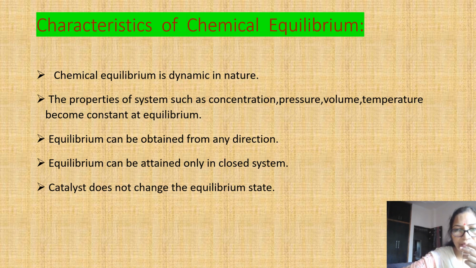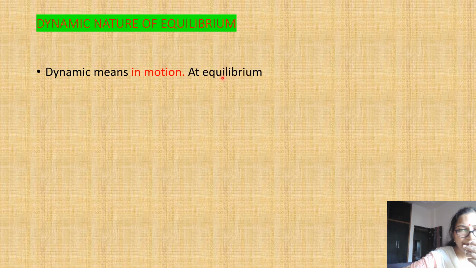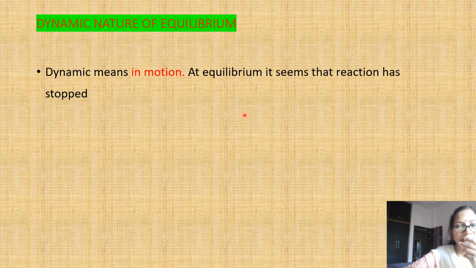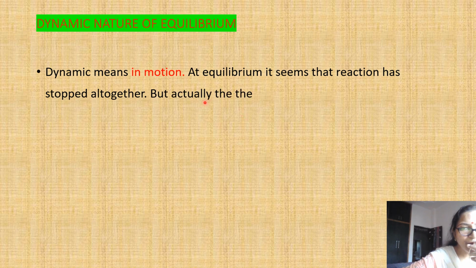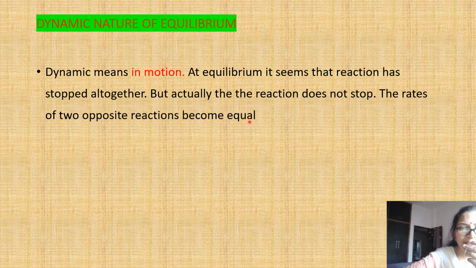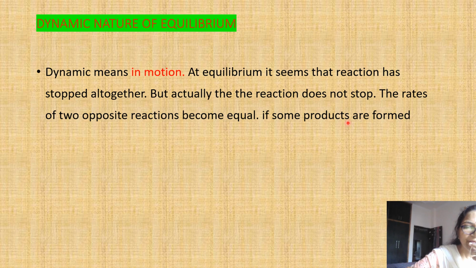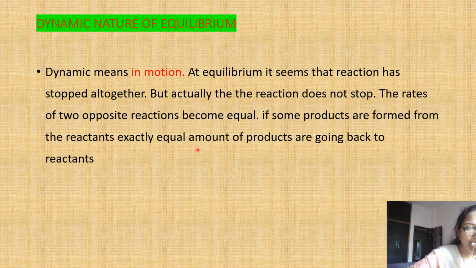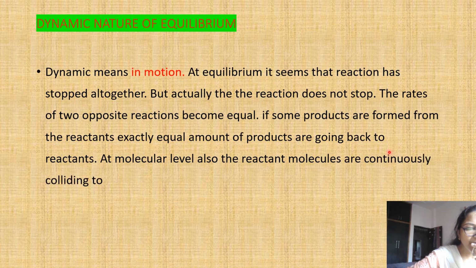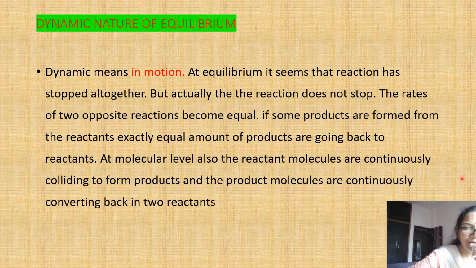What do you mean by dynamic in nature? Dynamic nature of equilibrium means the reaction actually at micro level, that is at molecular level, does not stop. The rate of two opposite reactions becomes equal, that is, in a given mixture the reactants and products are present. The rate at which the reactants are converting into products becomes equal to the rate with which product molecules change into reactant molecules. This is the meaning of dynamic in nature.